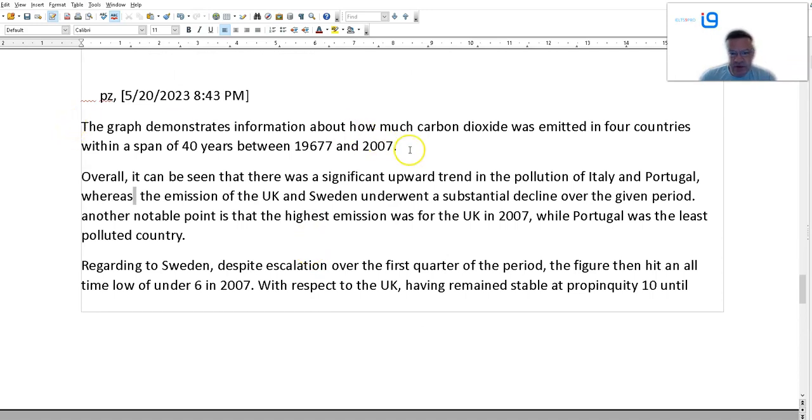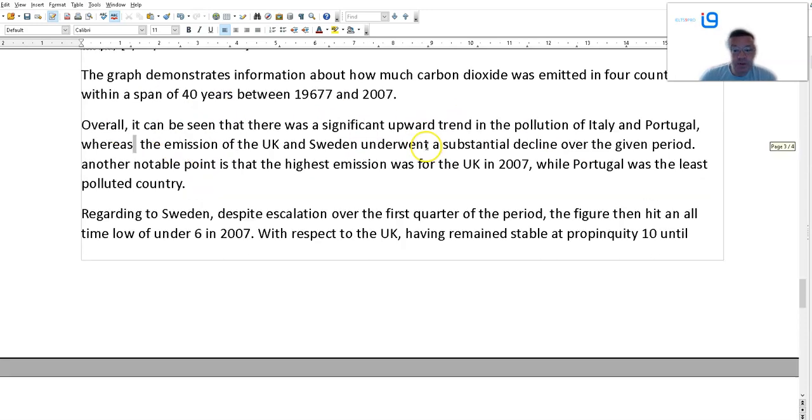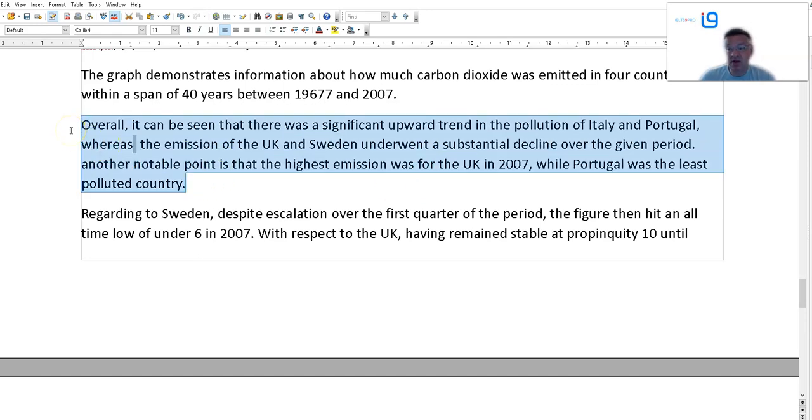Okay, the graph demonstrates. Right, I am demonstrating this to you. The graph cannot. It maybe shows you. It illustrates, but it's not a demonstration. All right. 4 countries with a span of 40 years. Now, okay. Apart from that, that's good. Upward trend. Substantial decline. Right, now that's better. That's right. That's pretty good.